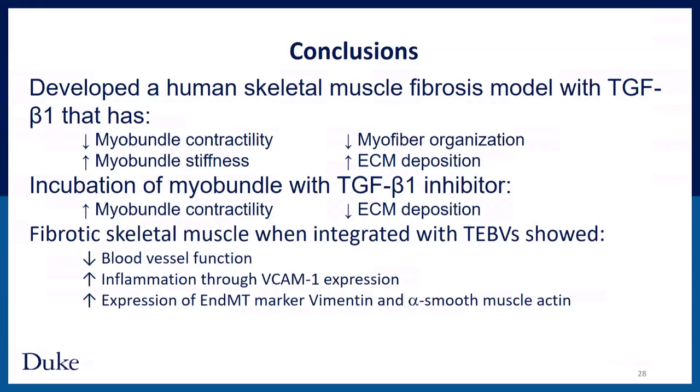When we integrate these two systems together, we saw that the fibrotic skeletal muscle leads to a decrease in the blood vessel function in terms of the vasoactivity, and leads to vessel inflammation through the VCAM1 expression, and also there's expression of the endothelial cell mesenchymal transition markers, vimentin and smooth muscle actin, in our system.